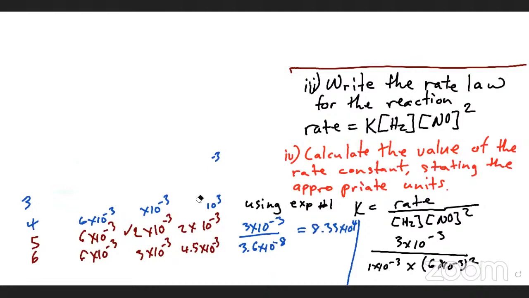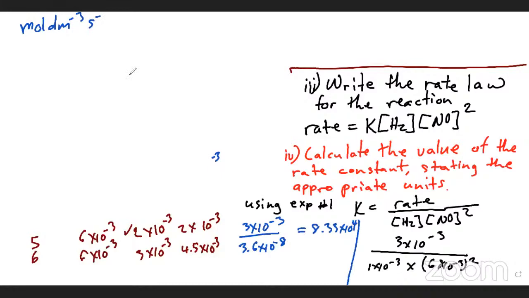All right. So the units now. All right. So in the table, they will give you the unit for it, but generally it is moles per dm cube per second. All right.